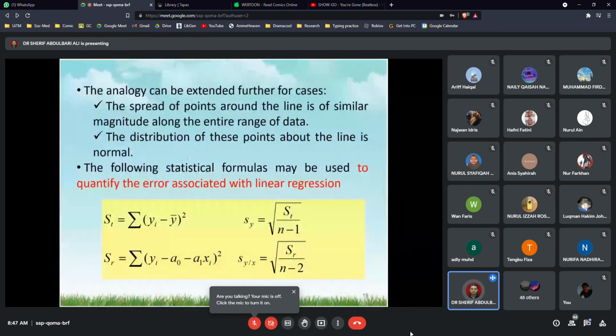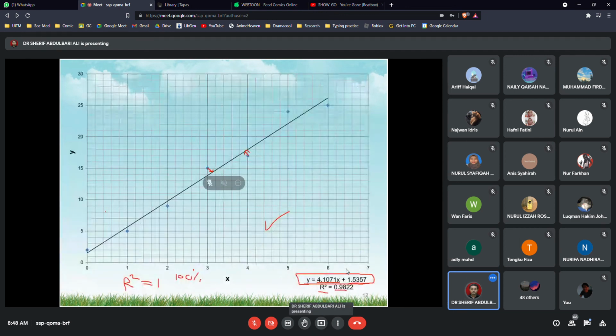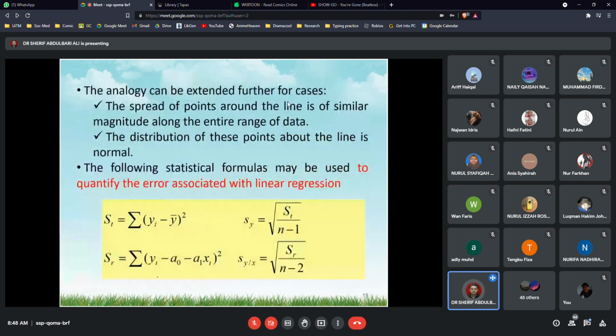The analogy can also be extended to further cases if you want to quantify the error. You want to look at how the data points are spread around the line, and how the distribution of these points looks with the normal. In our case, you want to see how your data points are scattered around the regression line, how they look. So there is a way that will help us to measure those statistics. The statistics formulas that may be used to quantify the error associated with the linear regression are ST and SR.